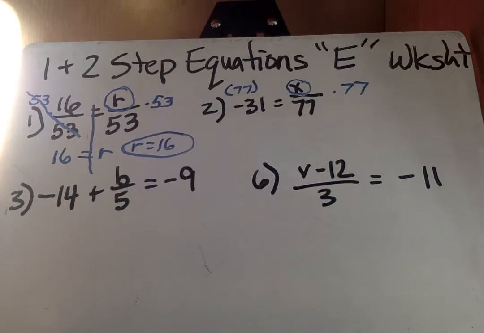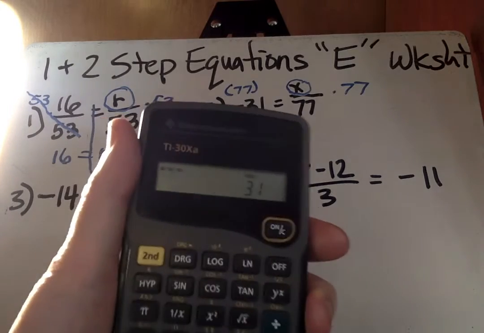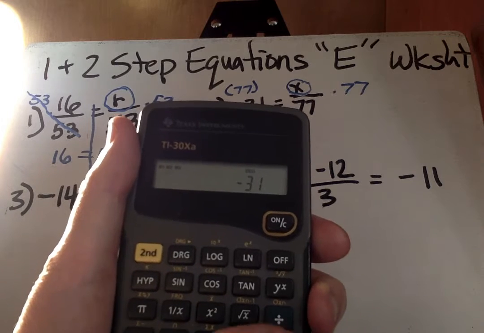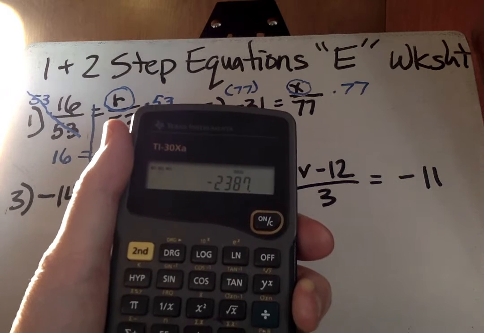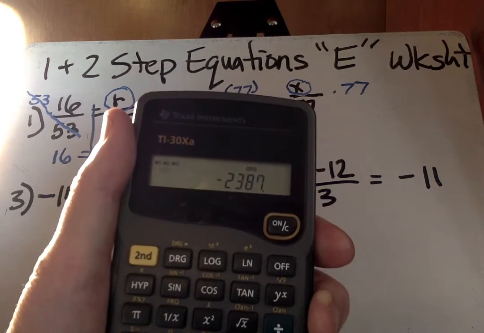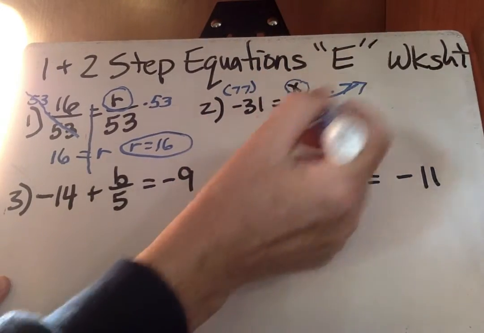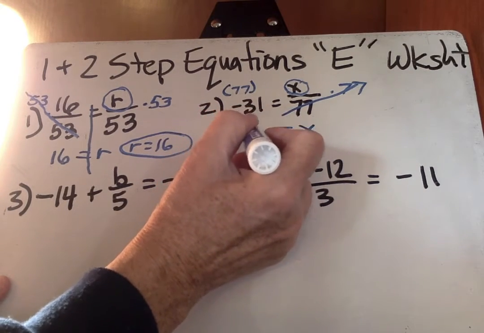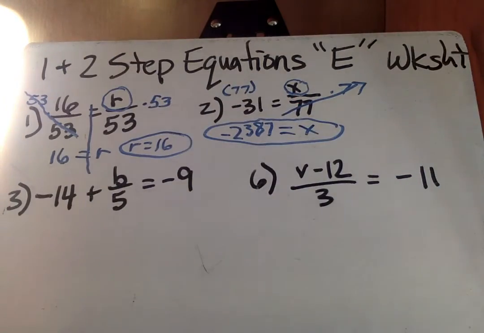Okay. Now, I don't know too many people that can do 77 times 31 in their head. So I put 31, and then I do the plus minus to make it negative. And I would make sure you see that before you go multiplying. Times 77, make sure you put it in there accurately, negative 2387. So that's what X is equal to. So the 77s cancel out. X equals negative 2387. We're done.